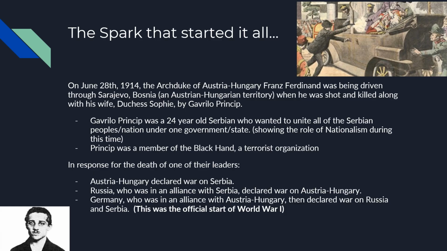But in response to the death of one of their leaders, Austria-Hungary ends up declaring war on Serbia. Russia, which had signed an alliance pact with Serbia, ends up declaring war on Austria-Hungary. Germany, which is part of the Triple Alliance with Austria-Hungary, ends up declaring war on Russia and Serbia. And so out of this want for Serbian independence, you have the official start of World War I, where all of these different countries are getting involved.